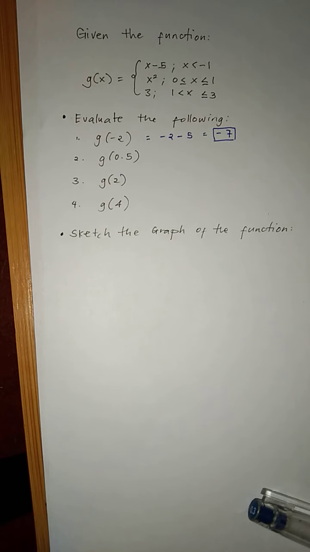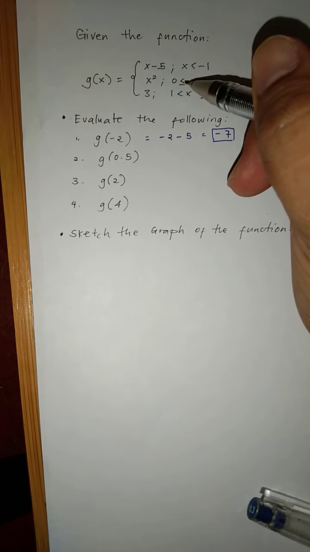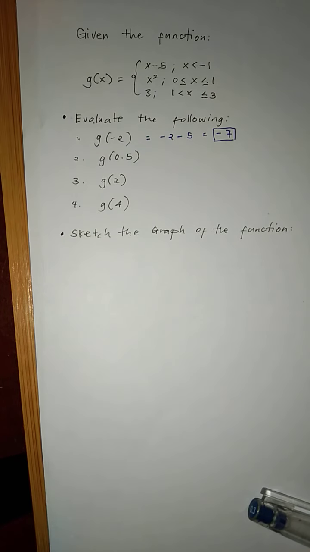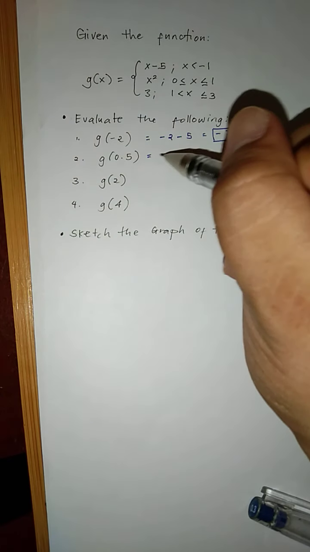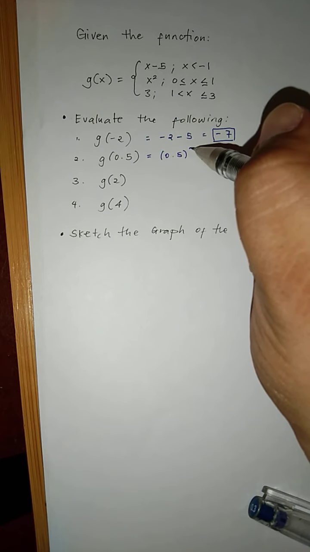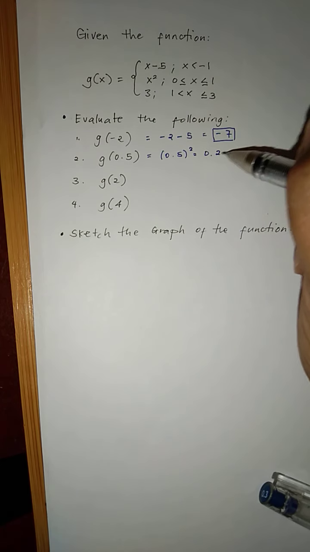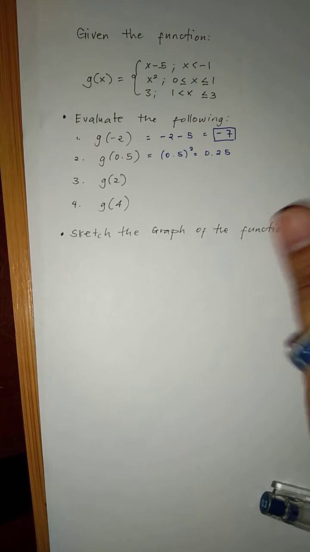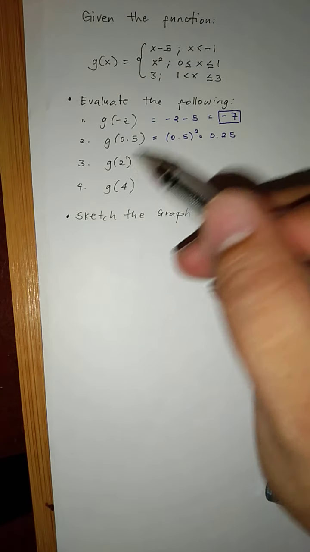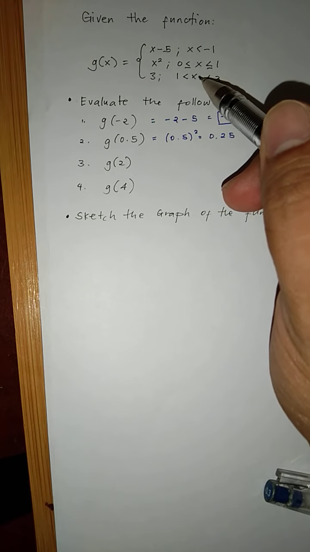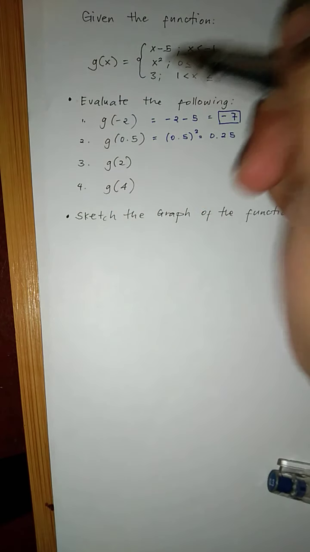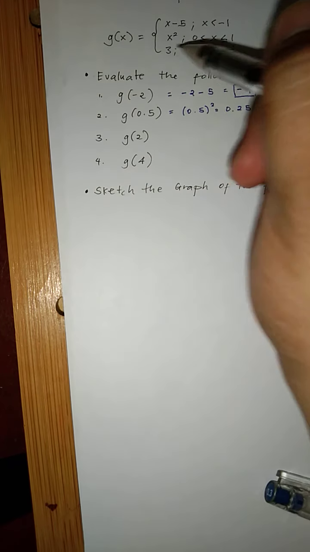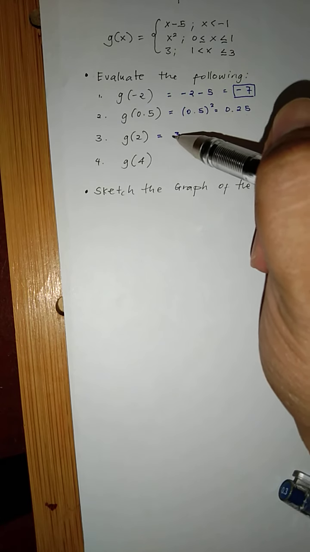Okay, next up is g of 0.5. Now, 0.5 belongs to this interval, x between 0 and 1. So we will follow the output x squared. So this one is 0.5 squared, or 0.25. Next is g of 2. So 2 belongs to this interval, x greater than 1 but is less than or equal to 3. So we will follow this output 3. So we simply write 3.